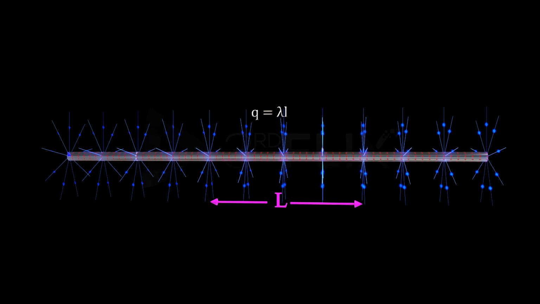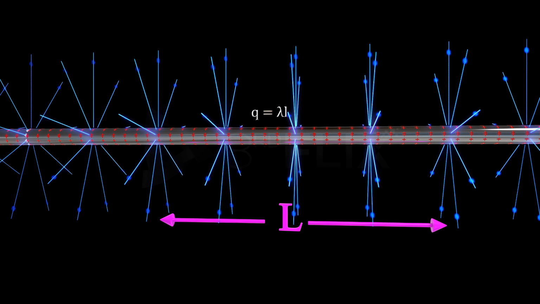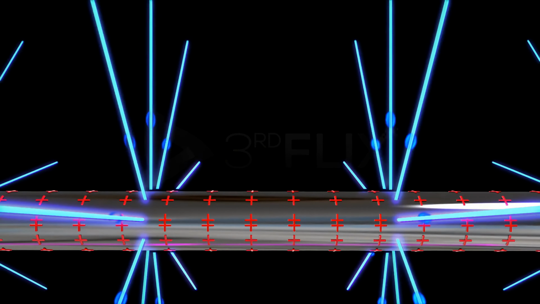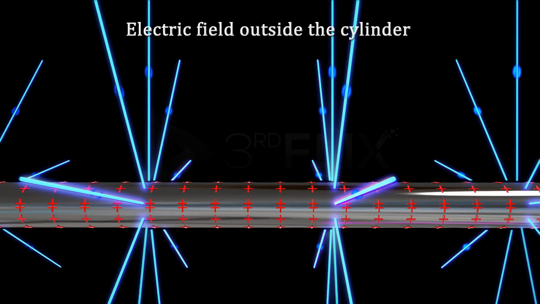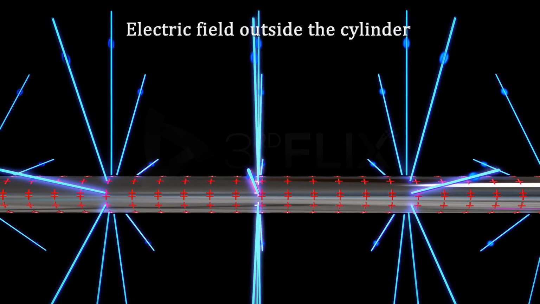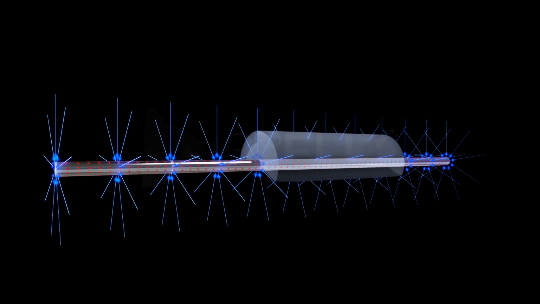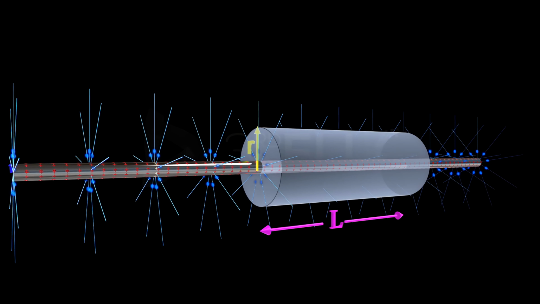Lambda times L gives the charge contained in a length L. From the symmetry of the cylindrical charge, it can be deduced that the electric field outside is radially outwards from the charge. Draw a closed cylindrical Gaussian surface of length L and radius r around the cylindrical charge.